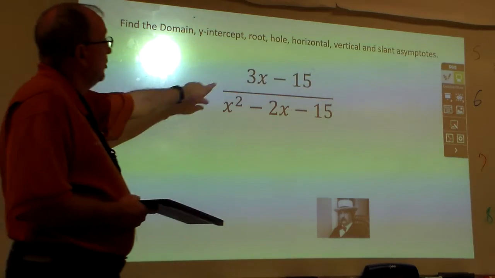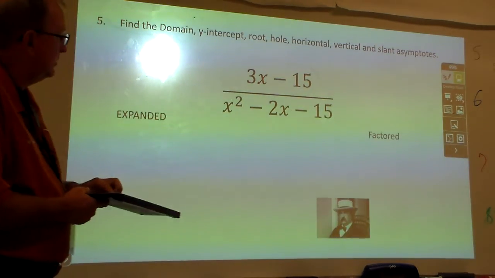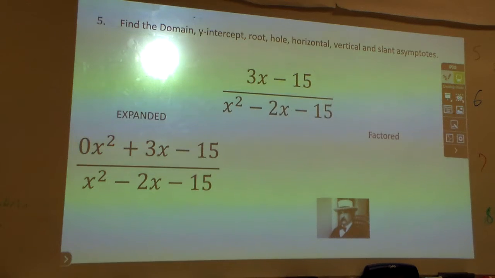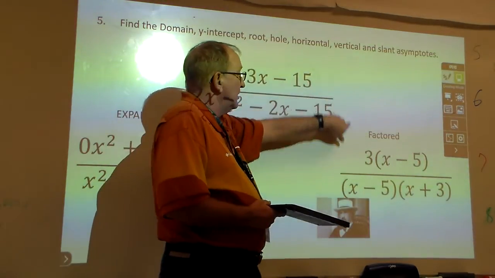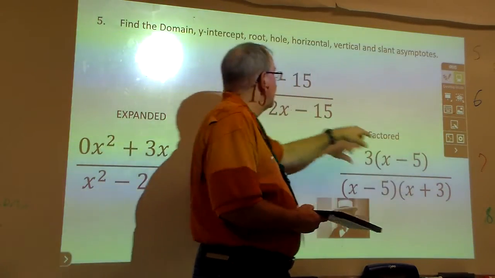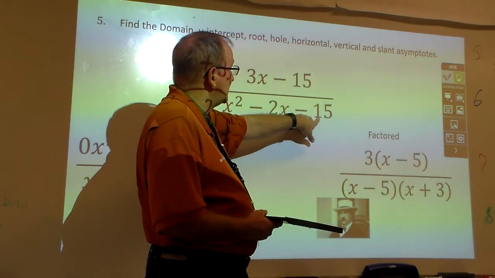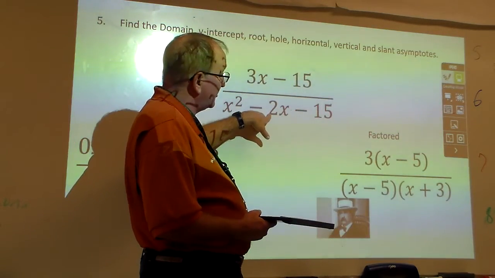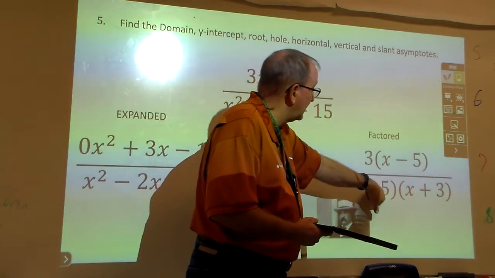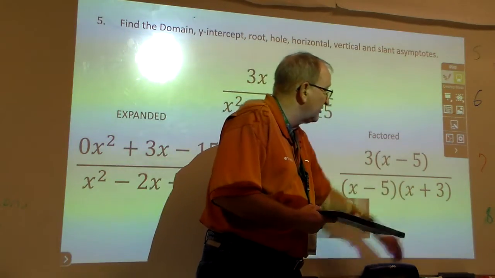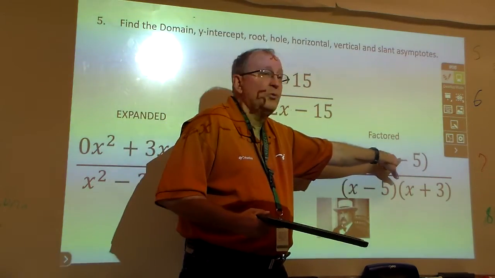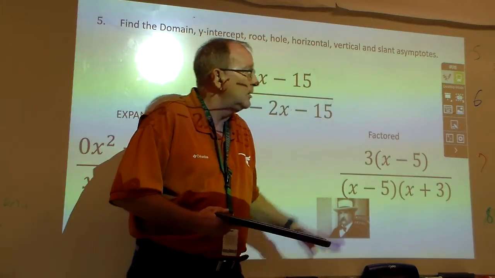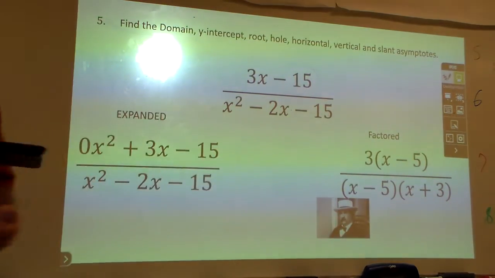I'm going to need to add a 0x squared for this expanded here. A 0x squared, and then to factor it. Now, y'all, here's where people will mess up. Because 3 is common. That means you have 3 times x minus 5. And this one, 15, is the same as 15 times 3. 15 minus 3 is 2. It's negative. That's why the 5 is negative, larger number. X minus 5, x plus 3. And y'all, a lot of people will miss this because this is going to make a hole we have later on right here. Okay? A hole in a second.